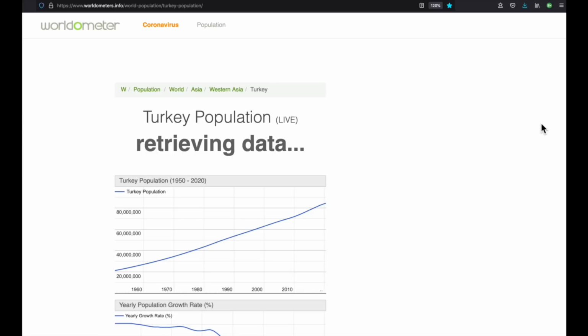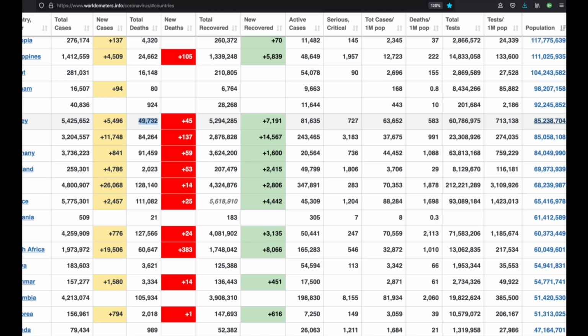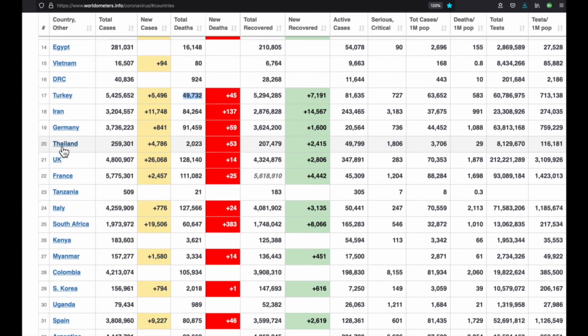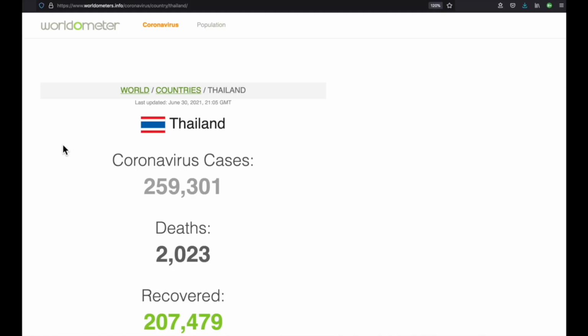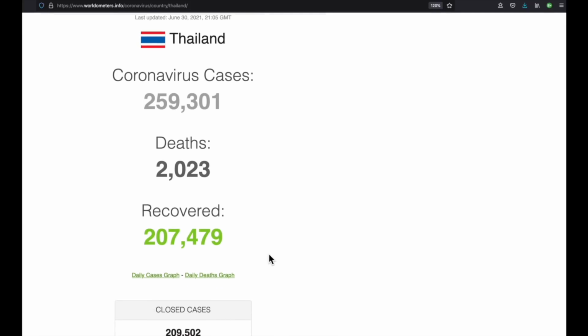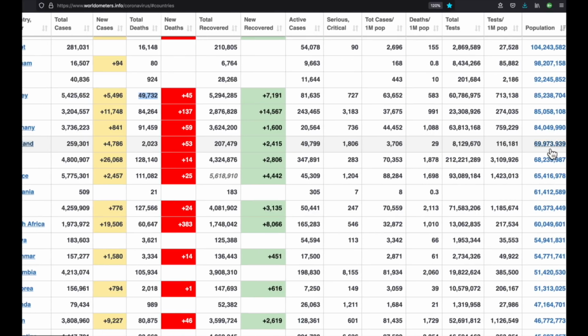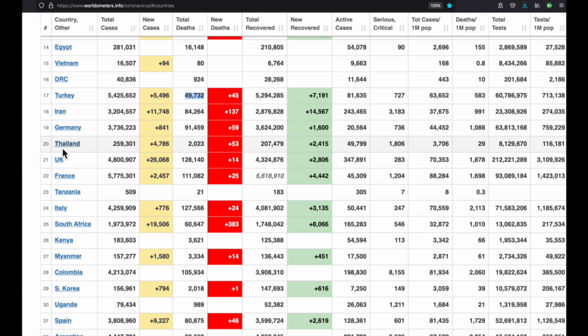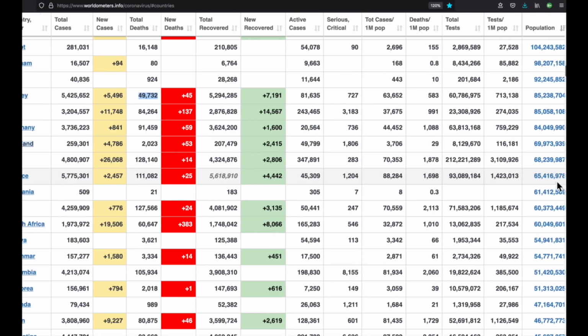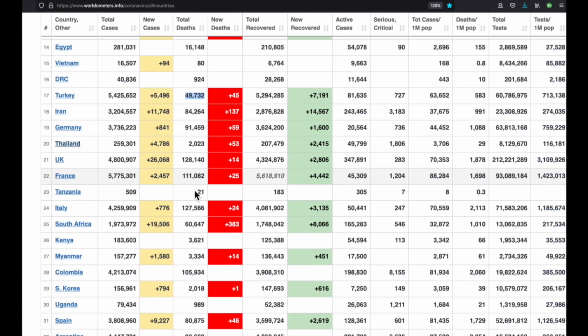So these are the kind of comparisons that I make when I look at these charts. Thailand just passed 2,000 deaths. But Thailand has the same population, give or take, as France. So when we look at Thailand and the population of Thailand, 69 million people, 69.9, just about 70 million. And then we look at the population of France. And France is 65 million, just a few million less than Thailand. But France has 111,000 that have died. The UK is sandwiched right in here with 128,000 that have died. Thailand with 2,000, and then Germany with 91.